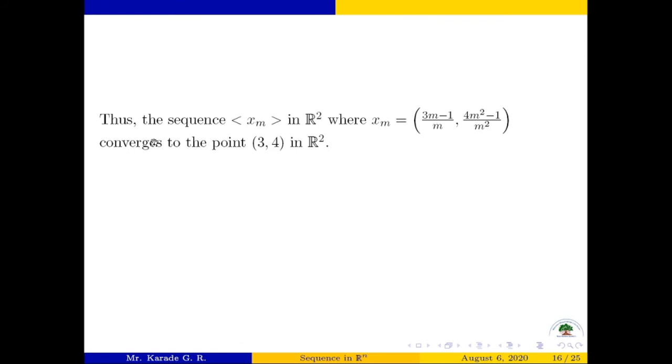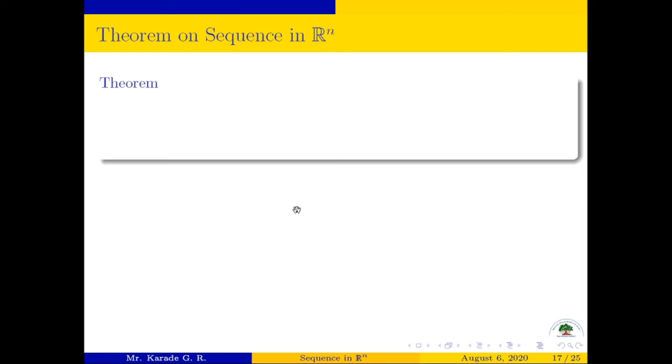Okay, so thus the sequence xm in R2, where xm is equal to (3m minus 1 upon m, comma 4m square minus 1 upon m square), converges to the point (3, 4) in R2. Thus the limit of sequence xm is (3, 4) in R2. Okay, so now let us see the theorem on sequences in R2.